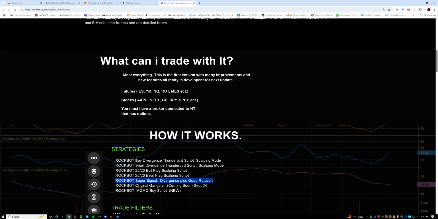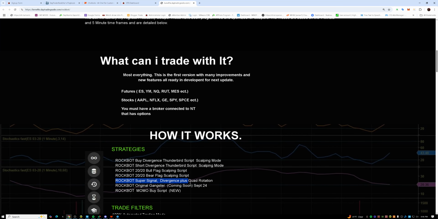They're all bundled up. You get a buy divergence, the 2020 bull flag, the 2020 bear flag. These are our textbook trade setups that are based on our stochastic rotations and our trends and momentum. This is a formula that I have in the script that searches for the same thing I search for visually, and then it will take the trade. Same thing with the SuperSignal.